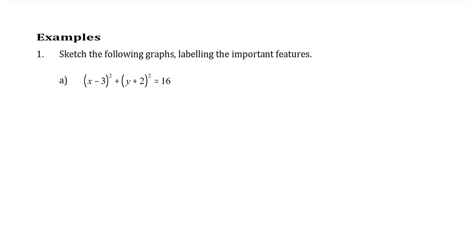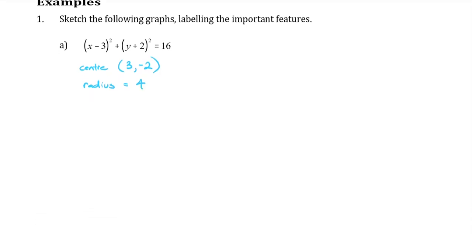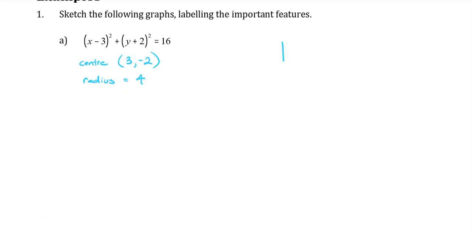Here's example number 1. It says, sketch the following graphs, labeling the important features. The first one is a circle. (x minus 3) squared plus (y plus 2) squared is equal to 16. The center of that circle is going to be a positive 3 and a negative 2. The radius comes from the 16. You square root the 16 to get 4. Then that's enough information to draw your circle.